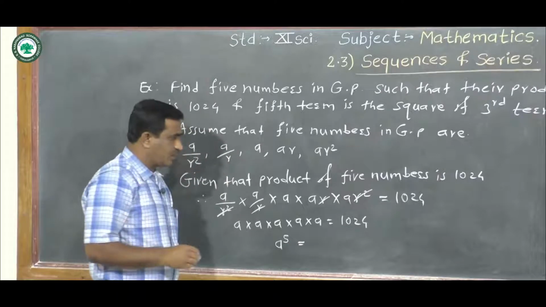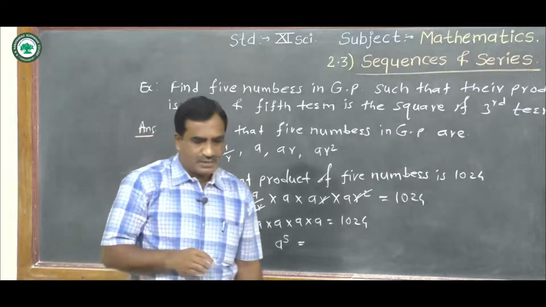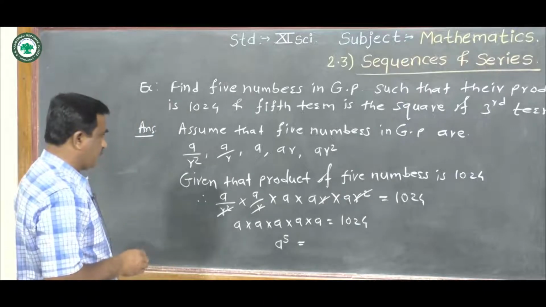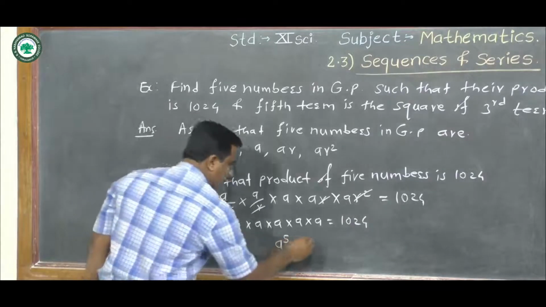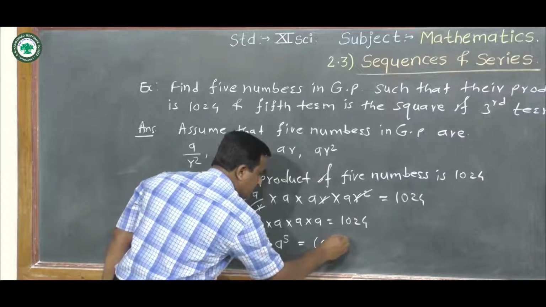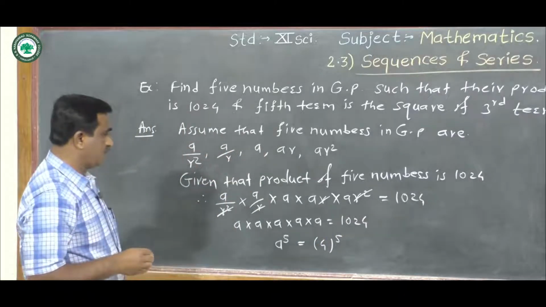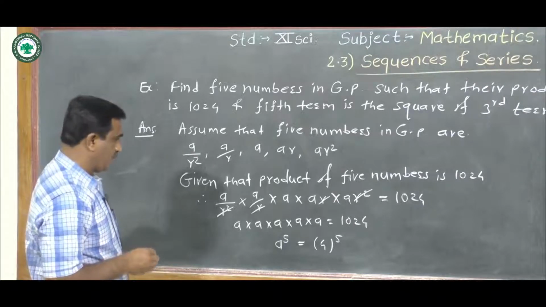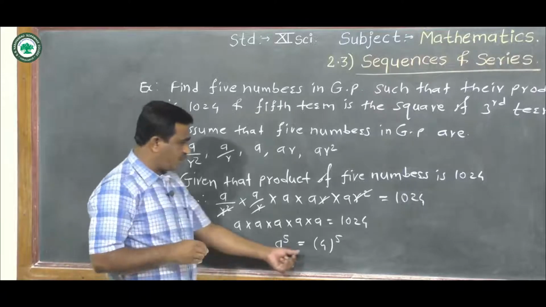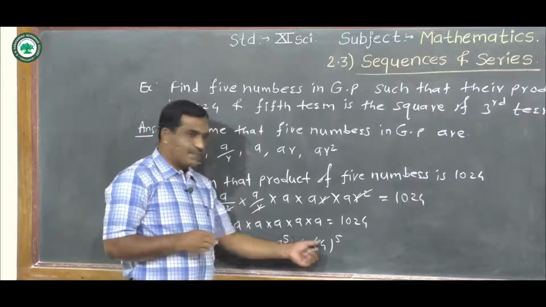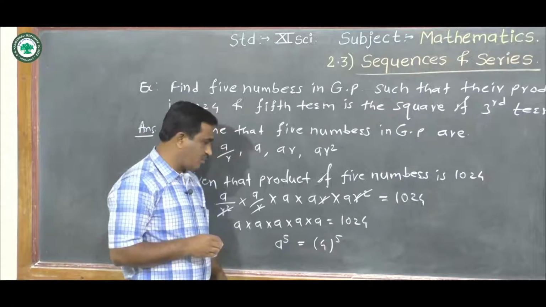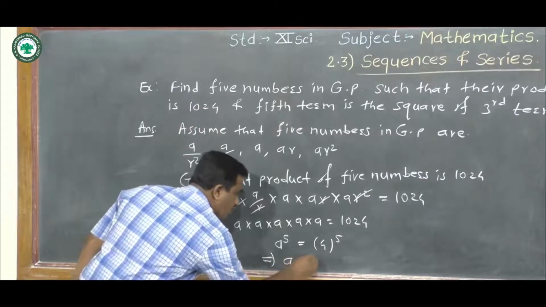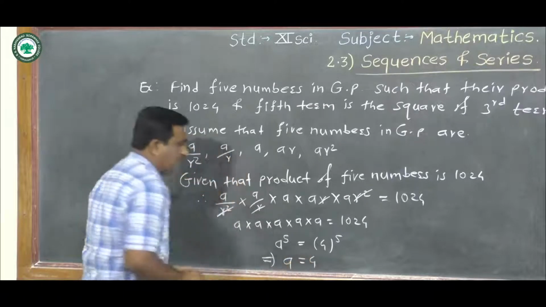is equal to 1024. 1024 means 4 raised to 5, 4 into 4 into 4, 5 times. Therefore, we can write 4 raised to 5. And here a raised to 5 is equal to 4 raised to 5. Here the power is the same, and therefore the base is also the same. This implies that a is equal to 4. A is equal to 4.